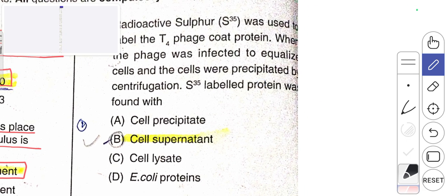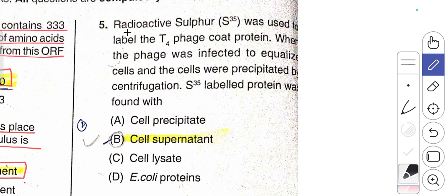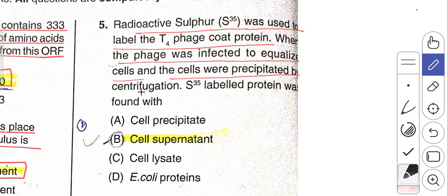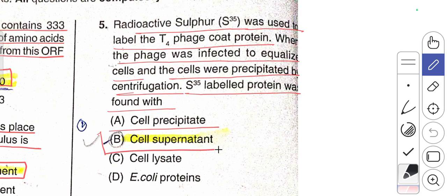The next question. Radioactive sulfur S35 was used to label the T4 phage coded protein. When the phage was infected to E. coli cells, the cells were separated by centrifugation. S35 labeled protein was found with? So it will be found with the supernatant. So B is the right answer for this question.